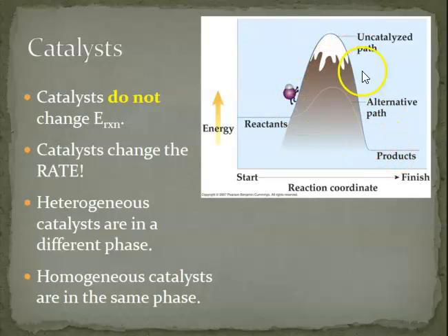The uncatalyzed path is like this big snowy mountain. The alternative pathway provided by the catalyst is quicker, kind of goes through the mountain. It's a different pathway. It speeds things up. It allows reactions to occur under less harsh conditions, so you might not have to heat it up as high, or you might not need as high of pressure if it's gases or something. So catalysts are very good things. A heterogeneous catalyst is in a different phase from the reaction it's catalyzing, and a homogeneous catalyst is in the same phase as the reaction it catalyzes.